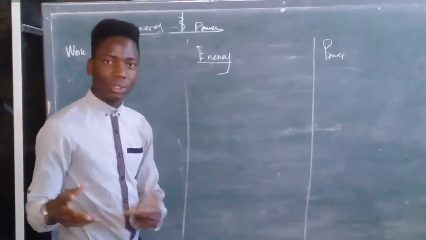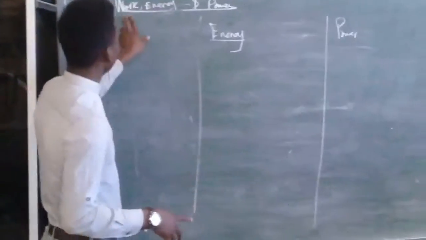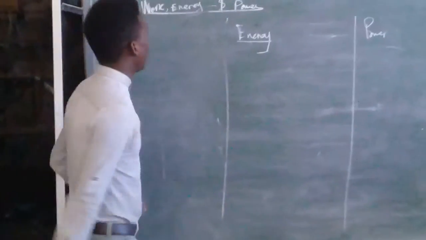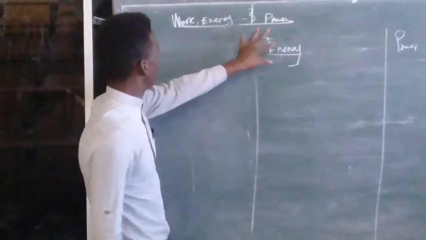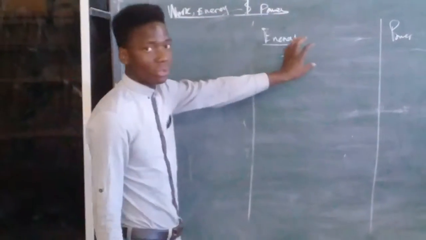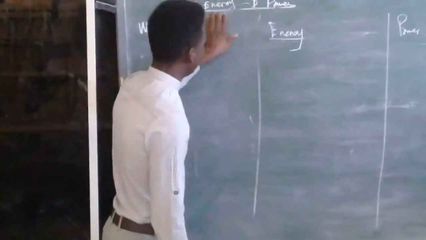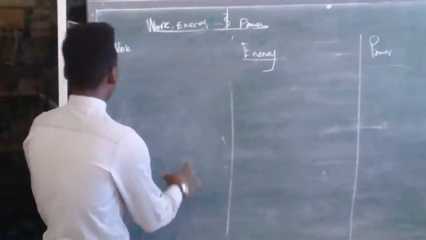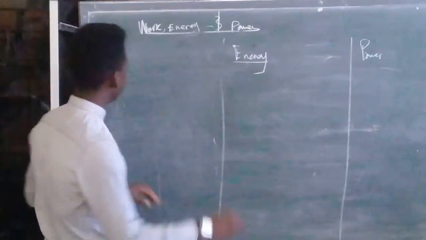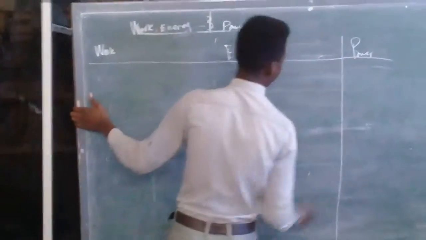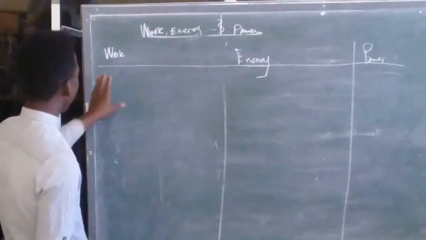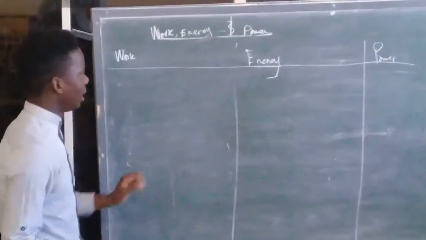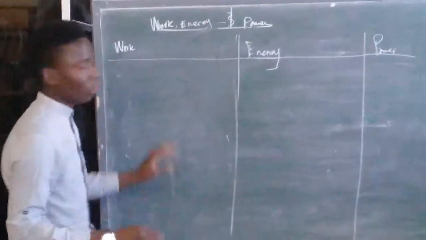So today we are going to do work, energy, and power. And then here, as we can see, there are three terms, which is work, energy, and power. So I just differentiated them like this so that we can understand. Now, work. Let's just look at work.